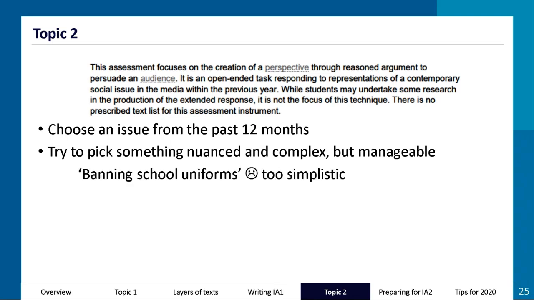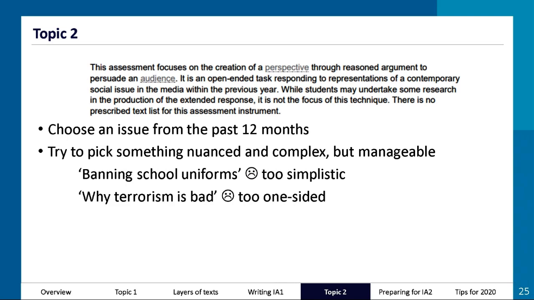Don't go for something super basic like burning school uniforms, because the teachers have heard it all before in grade 6. They don't want to hear it again in year 12. And honestly, it'll be hard to write because you have to write something that's complex. And if you pick a really straightforward topic, you're not really giving yourself much room to move.